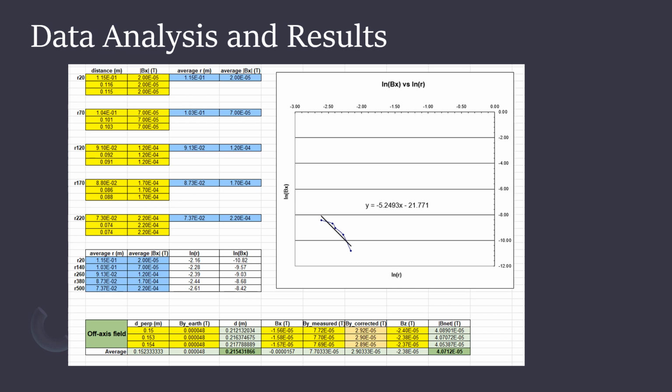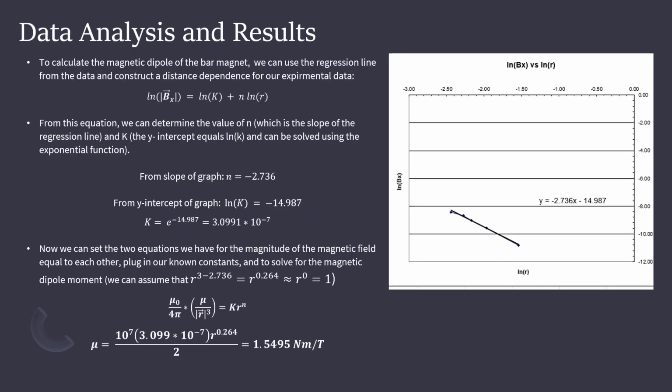Note the line of regression and the decreasing distance between the magnet and the observation point as the magnetic field increases. The off-axis measurements are shown on the bottom of the page. To solve for the magnetic dipole of the bar magnet, we can use the regression line for the data and construct the distance dependence from the experimental data using the logarithmic equation shown below. From this, we can then determine the value of n, which is the slope of the regression line, and k, where the y-intercept equals ln(k), and get those two values, or constants.